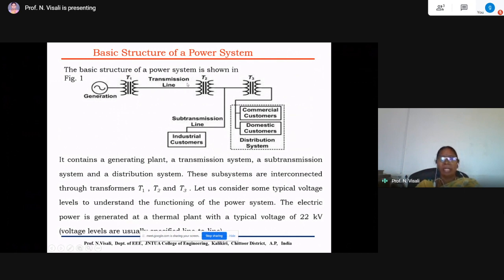For example, here around 22 kV is generated. That is stepped up to 400 kV, and again this 400 kV is stepped down to 66 kV via transformer T2. So why is 400 kV reduced to 66 kV?